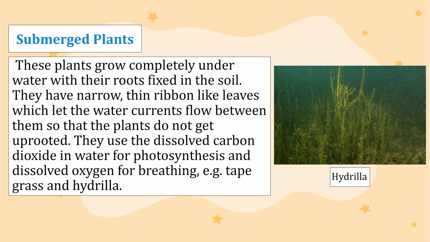Submerged plants. These plants grow completely under water with their roots fixed in the soil. They have narrow, thin ribbon-like leaves which let the water currents flow between them so that the plants do not get uprooted. They use the dissolved carbon dioxide in water for photosynthesis and dissolved oxygen for breathing. Tape grass and hydrilla.